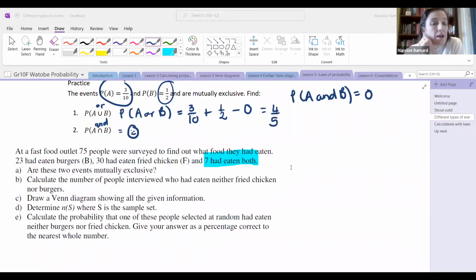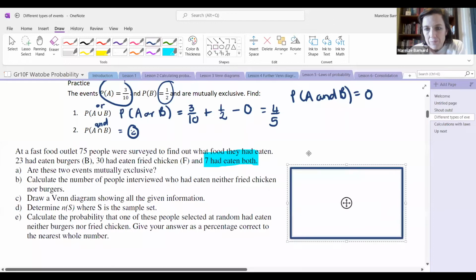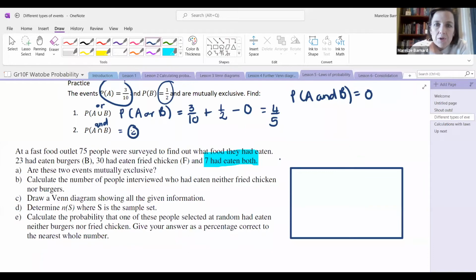Okay. So maybe it's easier if we first draw the Venn diagram for this. Now, what we must remember from Tuesday's lesson was that these people, the 75 people, there's 23 who had eaten burgers and the 30 who had eaten fried chicken. Those include the 7 who had eaten both. So that's why I think maybe if we draw the Venn diagram first, then we'll be able to calculate more clearly how many ate nothing.